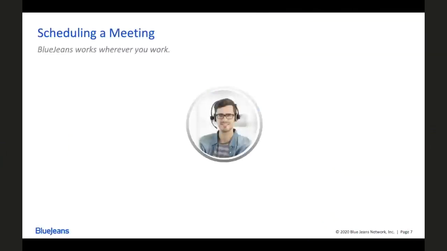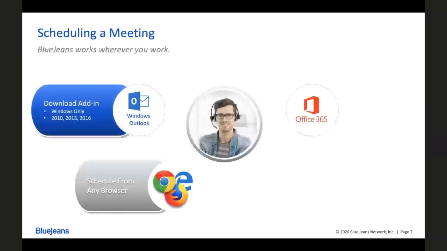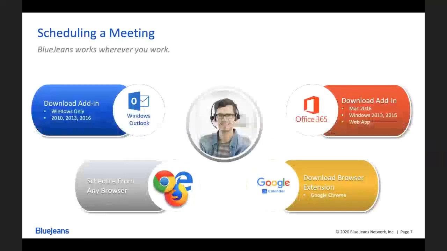So the good news is when it comes to scheduling, we work where you work, so you have the options. You can schedule from the browser, which we just talked about and we'll look at in just a bit. You can use the Outlook for Windows client or the add-in for Office 365, or you can schedule from the Google Calendar. I'm going to show you each one of these today. They all work very, very similar, and there's even an option where you don't have to schedule at all.